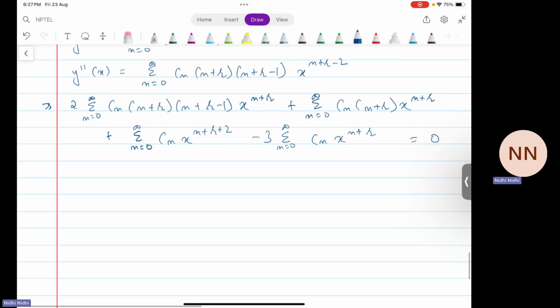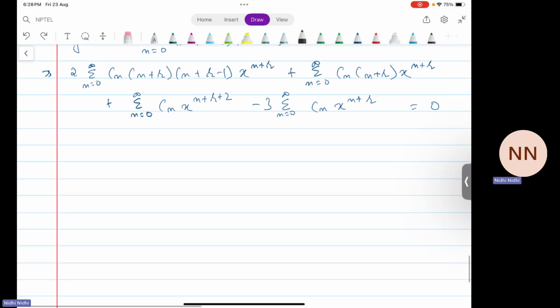Now again, all the terms have x to the power n plus r except for this one. So we'll just translate this sum. So we have summation n from 0 to infinity Cn x to the power n plus r plus 2 is equal to summation n from 2 to infinity Cn minus 2 x to the power n plus r.